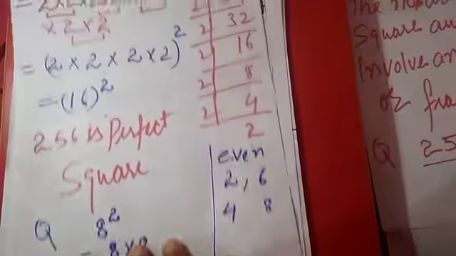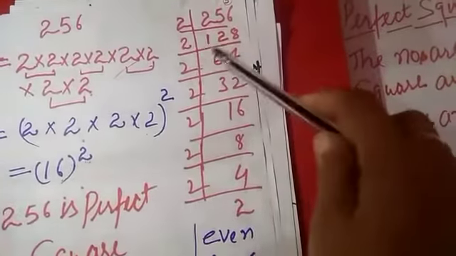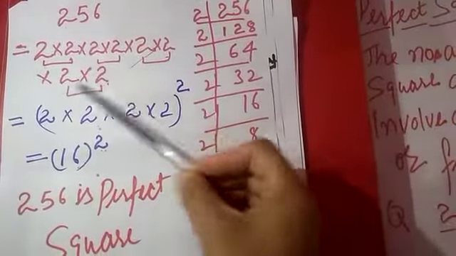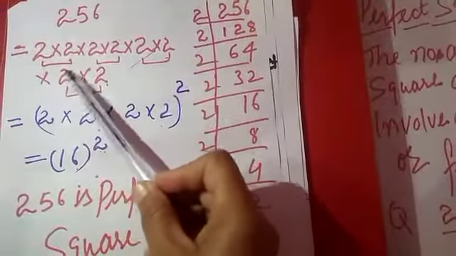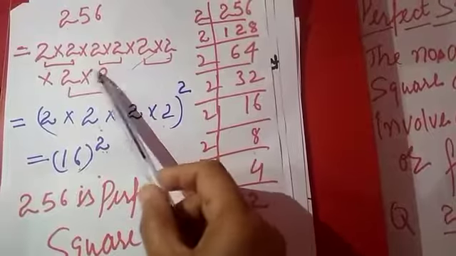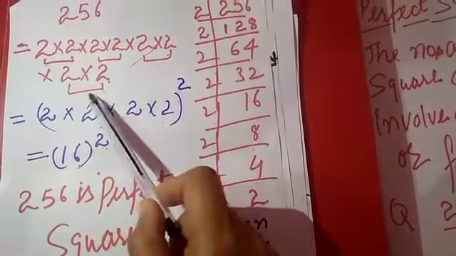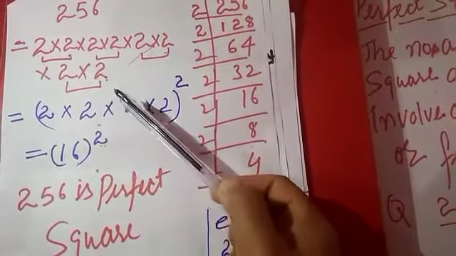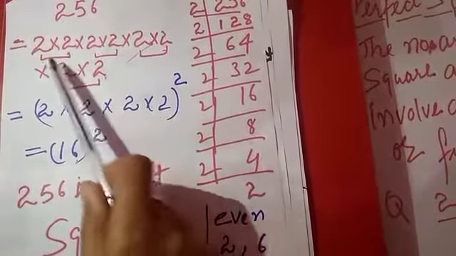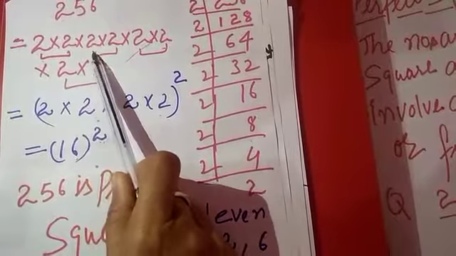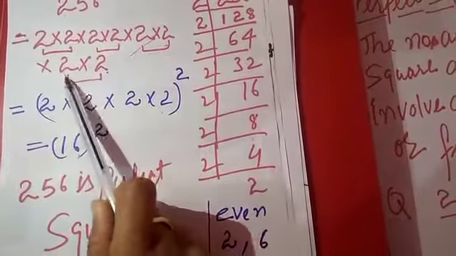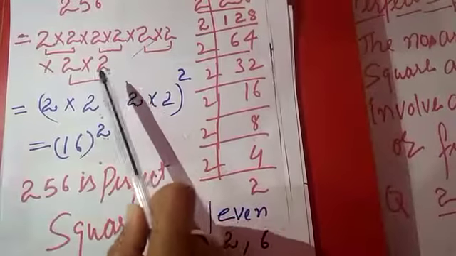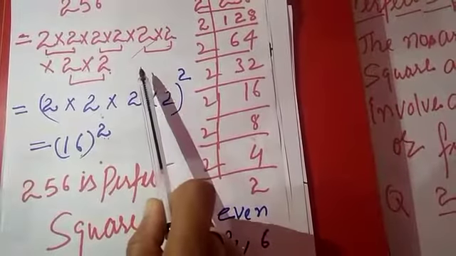First of all, we will make the prime factors of 256. In this way we have written it, and by making pairs of the similar numbers, we will check whether there is any digit left without its pair. So we are going to make the pairs. In this way we have made the pairs, and we see there is not a single digit without its pair.